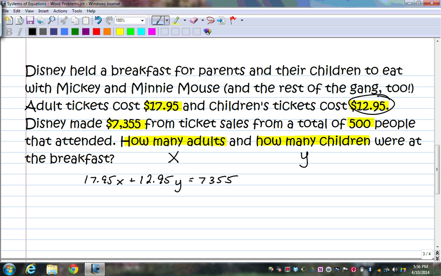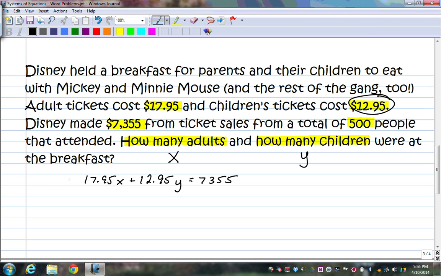Now I know what some of you are thinking. Mr. Jones, that doesn't make any sense. I only got 500 left. What am I supposed to do? All right, let's think about that. What we're trying to do is figure out how many adults and how many children actually showed up. So this equation that we wrote is going to help us to solve. That's one thing that we need.